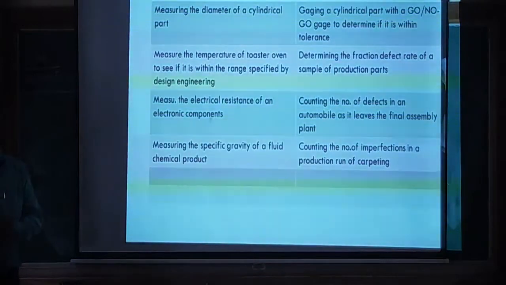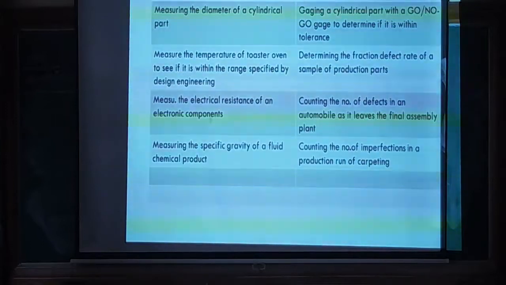Next is measuring the electrical resistance of an electronic component. Here the inspection for variables is the measurement of the electrical resistance of an electronic component. So that comes into the inspection of variables: measurement of that electrical resistance.